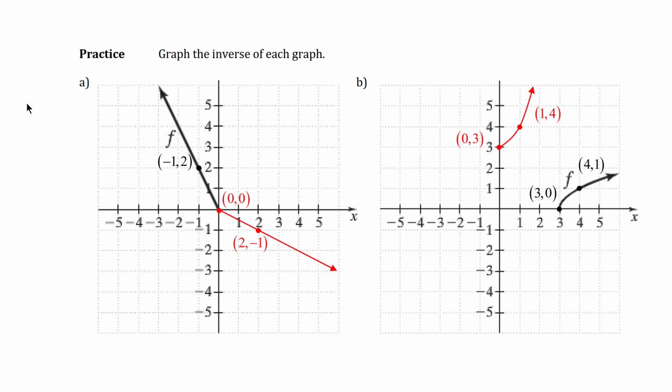Alright, so let's graph the inverse for part A. You should get the points 0, 0, and 2, -1 for the inverse function. Next, we draw a line going through those 2 points, and now we have the graph of the inverse function in red. For part B, you should have the points 0, 3, and 1, 4 for the inverse function. Next, we draw a curve through those 2 points, and now we have the graph of the inverse function in red.